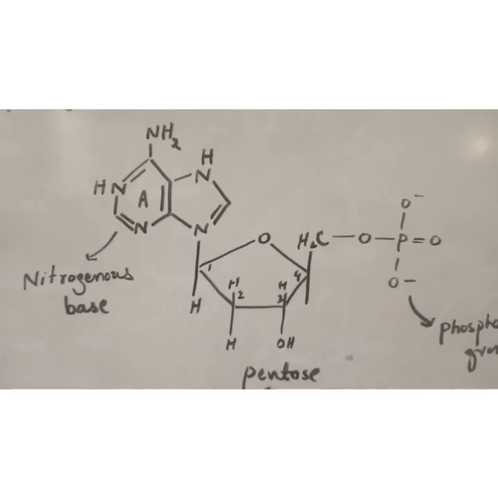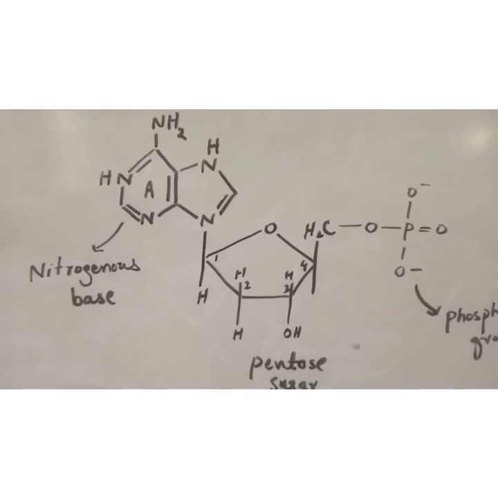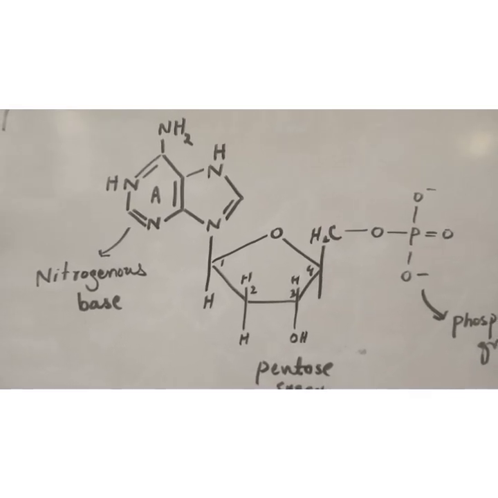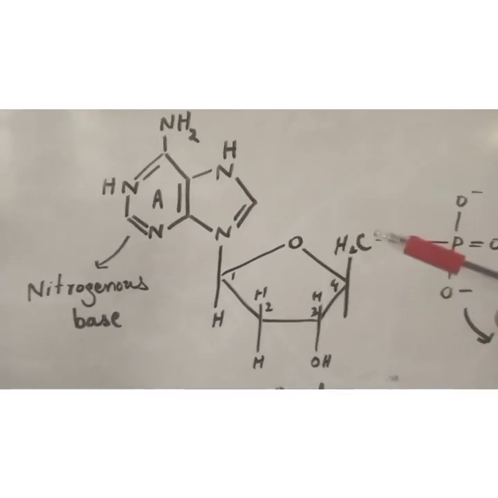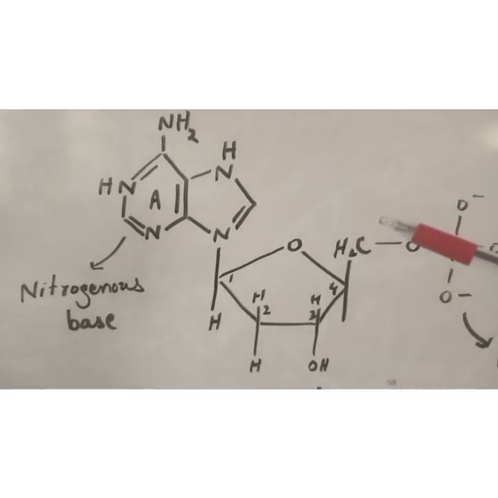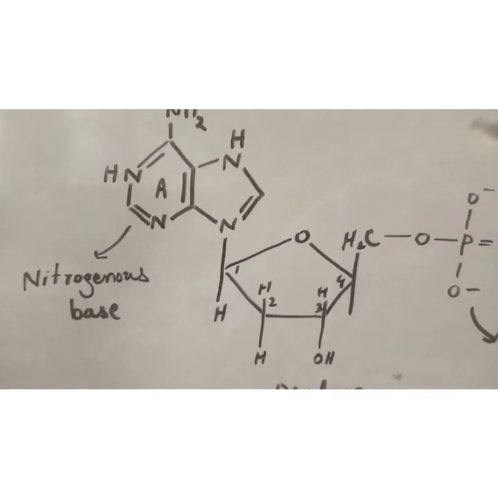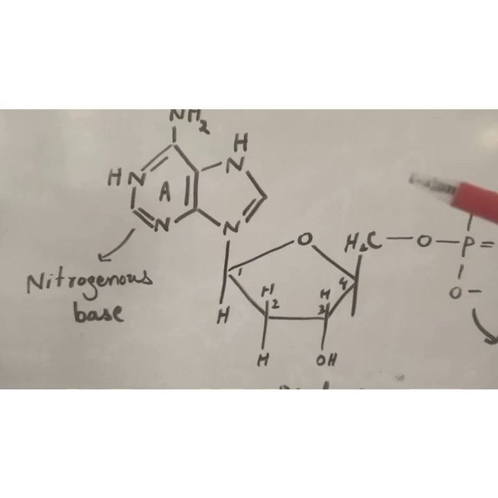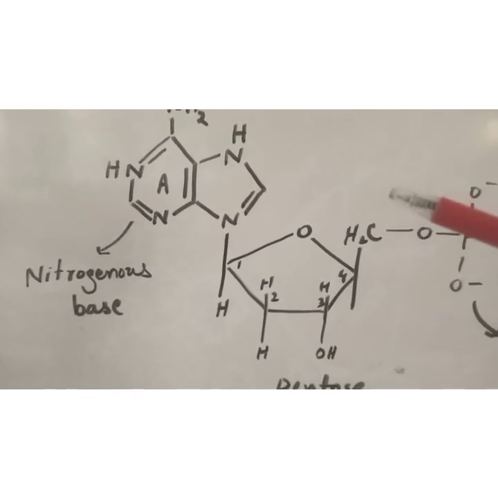prime. 5 prime means that at carbon number 5 at the end of the helix, the carbon number 5 of the pentose sugar is free. Means there is no phosphate group attached at the terminal position. So we say that 5 prime end.